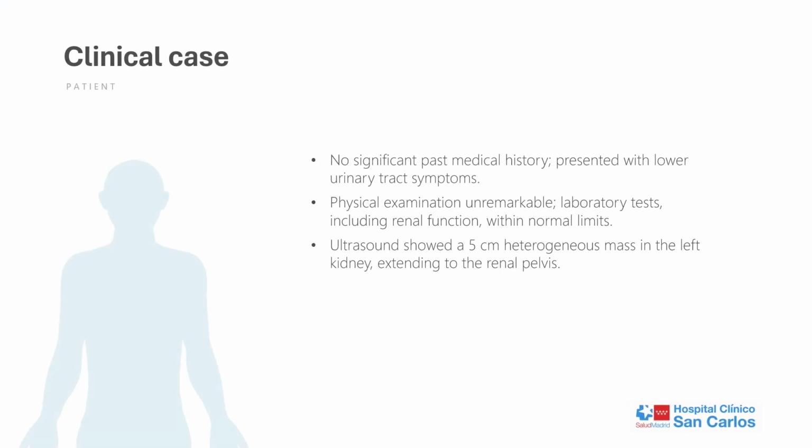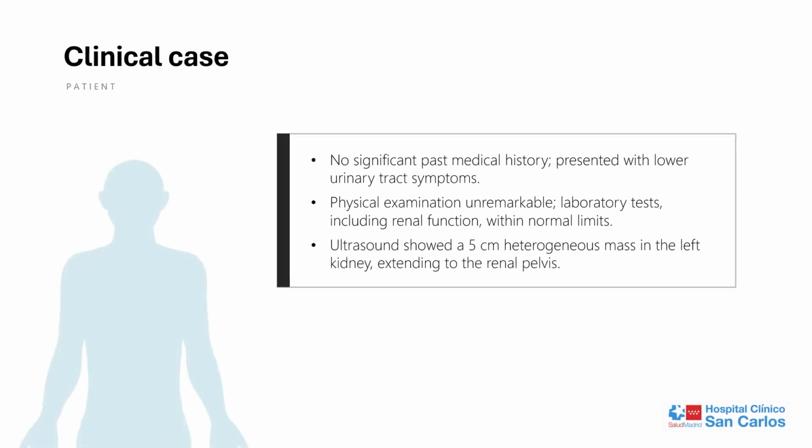We present the case of a 58-year-old male with no significant past medical history who presented to the urology clinic with lower urinary tract symptoms. Physical examination was unremarkable and laboratory tests, including renal function, were within normal limits. Ultrasound was performed, finding a 5 cm heterogeneous mass located in the anterior/midline aspect of the left kidney extending toward the renal pelvis.